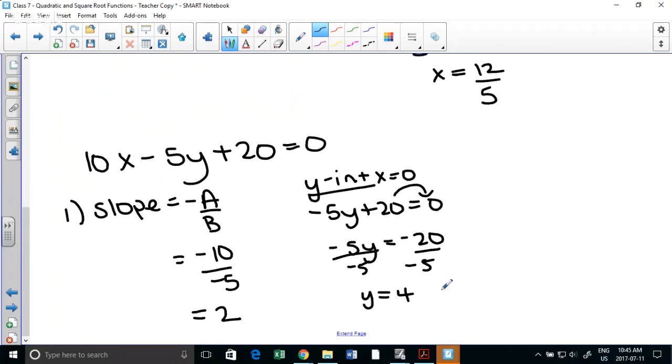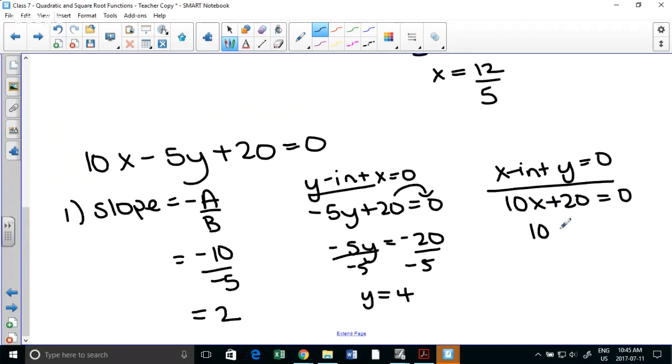This one I'm converting forms, but if I'm converting forms, I'm just going to calculate a whole bunch of stuff. You'll see why it's a little easier now. Then I need the x-intercept, so that happens when this goes to 0, which leaves me with 10x plus 20 equals 0. So if I bring the 20 over, 10x is -20. If I divide by 10, x is -2.